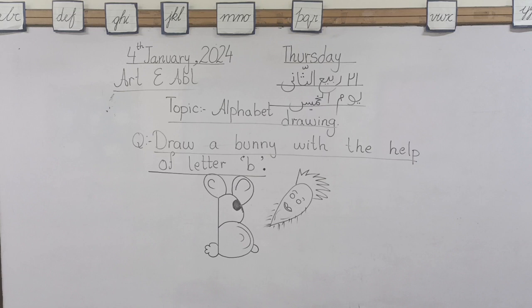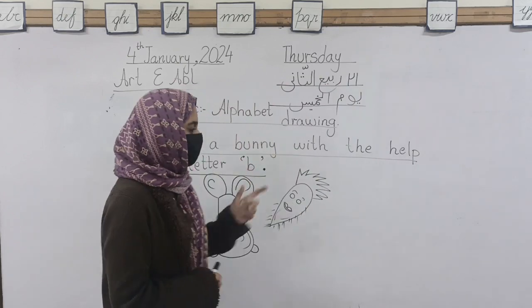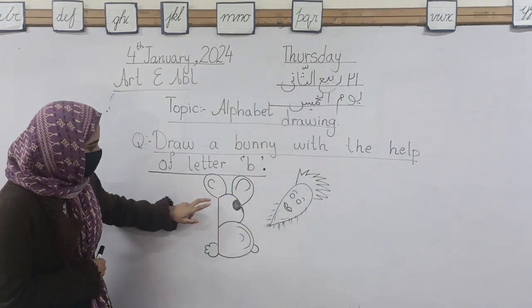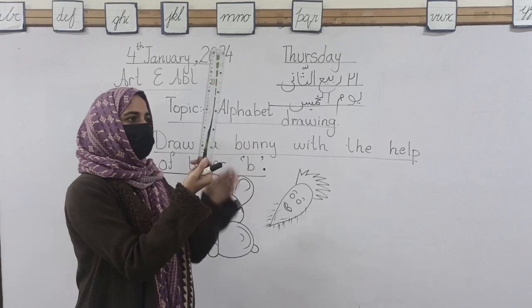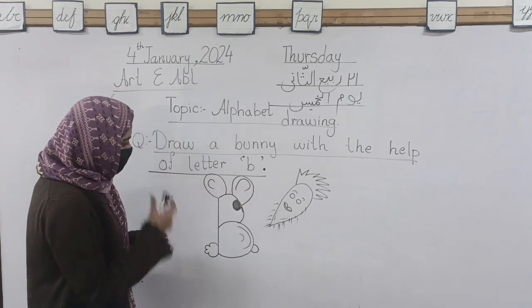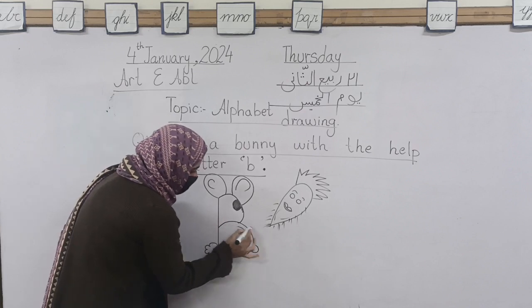Very good. Okay, students, now tell me, what is the color of the bunny? What is the color of the rabbit? Yes, boys, it's white. Very well done. Good. Great job. Okay, students, now I am asking you the steps of making a bunny. First of all, what do we do? Yes, we draw a straight line with the help of a scale. Okay, then we make its first circle of B.